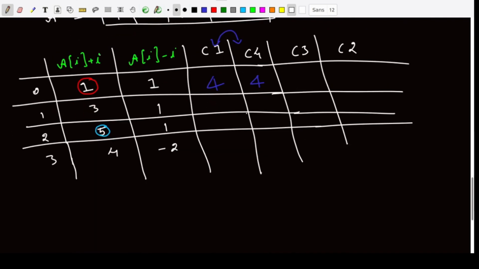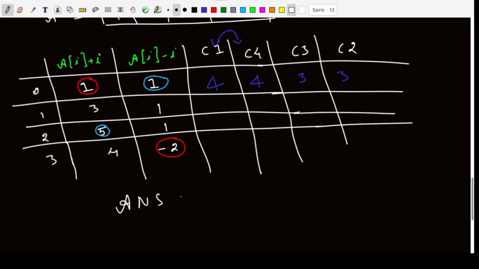So let us find the maximum and minimum values here. So the maximum value is 1. Let me use the same color. Maximum value is 1 and minimum value is minus 2. And if you subtract these two, 1 minus 2 is 3, right? 1 minus 2 is 3. So here and here also you'll get the 3. So the answer to this problem is 4.